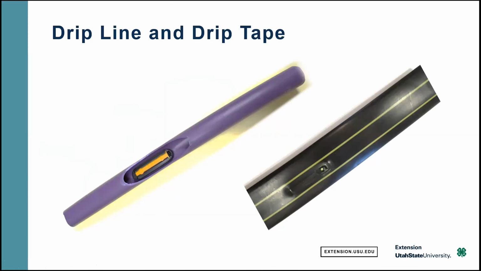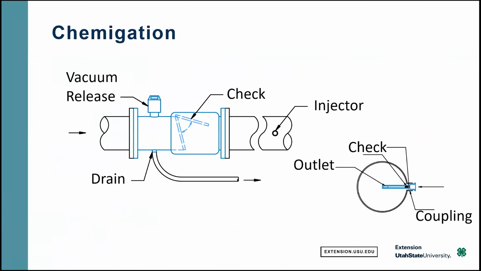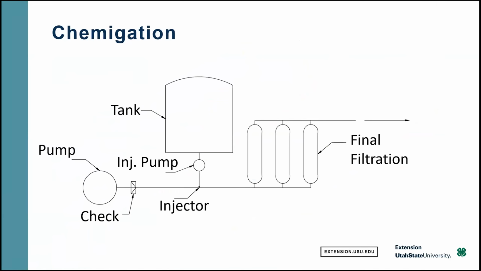Okay, so if we go back, I probably should have kept multiple copies of this throughout the slides. We've talked about the drip laterals and drip lines because that's the most important part. We're going to talk about that head area because I feel like that's another part that's really worth understanding what's going on.